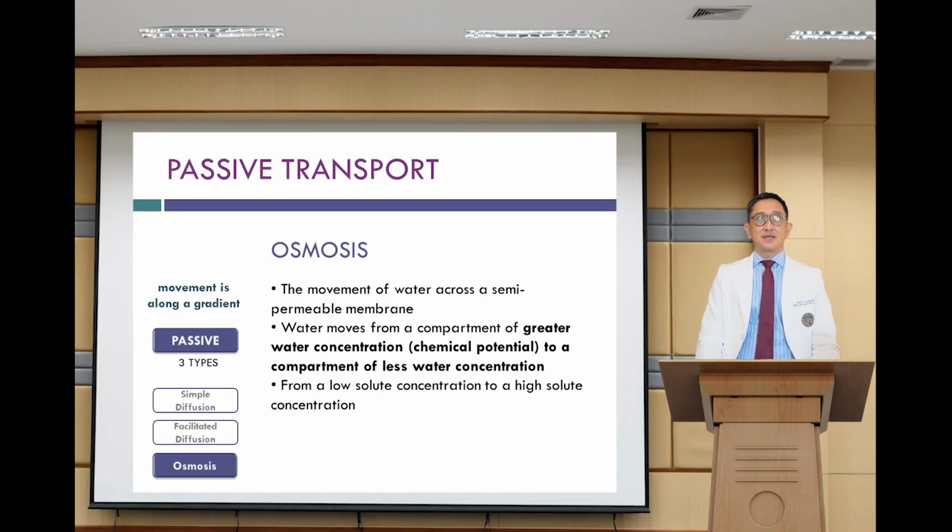Another example of passive transport is osmosis, the movement of water across a semi-permeable membrane. Water moves from a compartment of greater water concentration to a compartment of lesser water concentration. Again, from greater water to lesser water concentration, or from a low solute concentration to a high solute concentration, because in low solute concentration, there is more water. In high solute concentration, there is less water. So that is the process of osmosis.